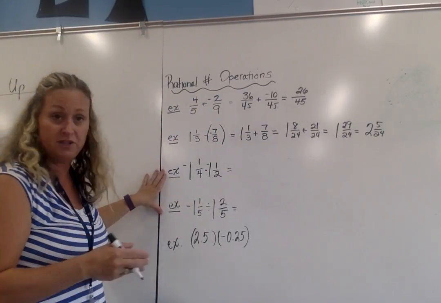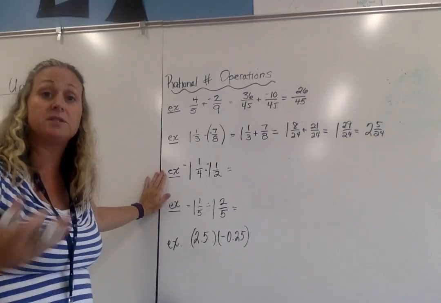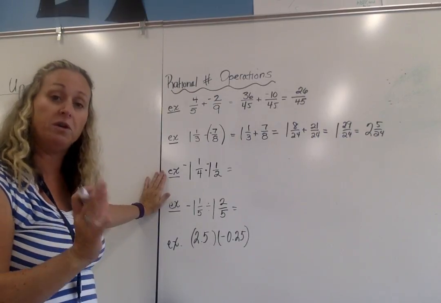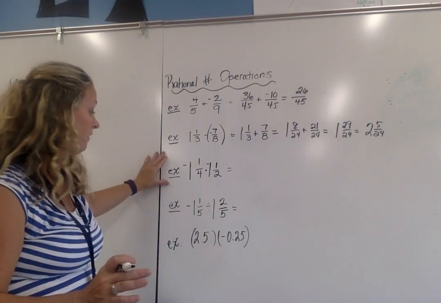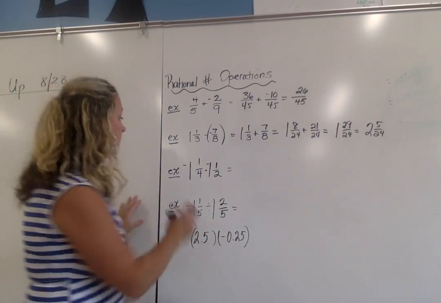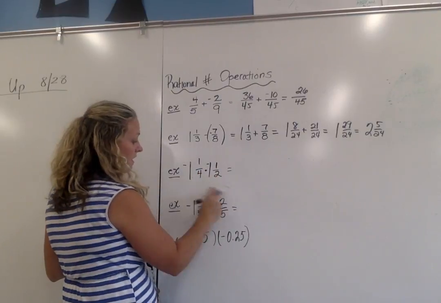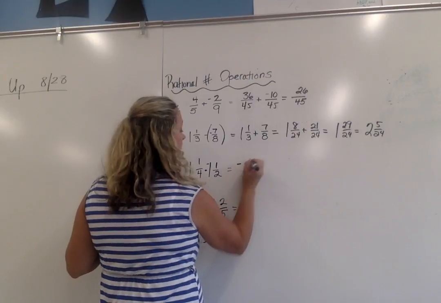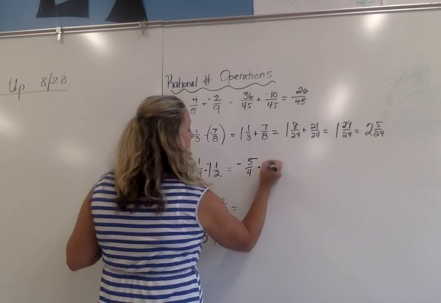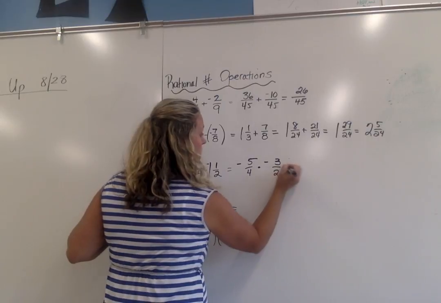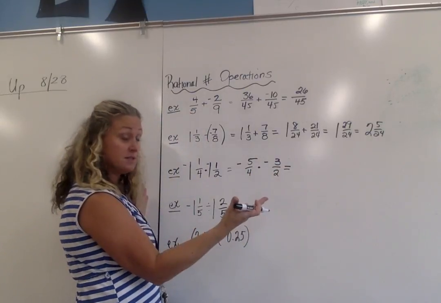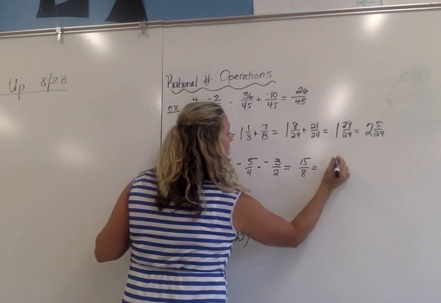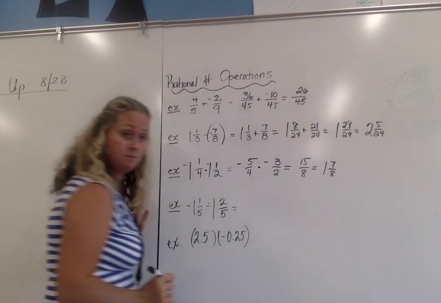For multiplication and division, a positive times a positive is going to be a positive. A negative times a negative is also going to be a positive, and then one of each is going to be negative. So those rules apply for multiplying and dividing. So in multiplication, if I have mixed numbers, I have to change them to improper fractions. So this now becomes -5/4 times -3/2. A negative and a negative is a positive. There's nothing I can simplify ahead of time. So I end up with 15/8 or 1 and 7/8.